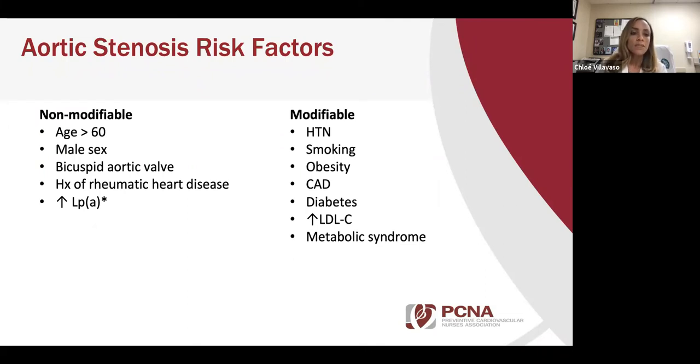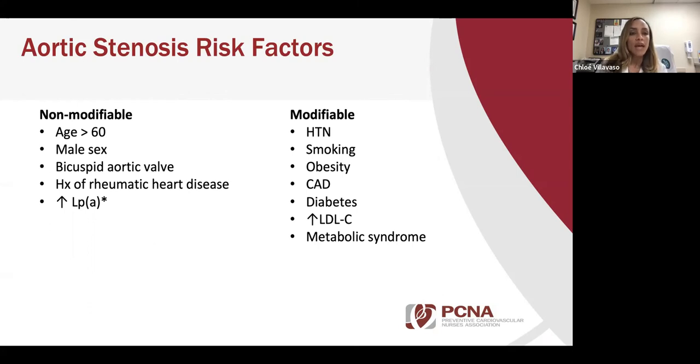So what we see with non-modifiable risk factors in these patients are patients over the age of 60, male sex, having a bicuspid aortic valve, history of rheumatic heart disease, and having an elevated lipoprotein (a). I put an asterisk next to lipoprotein (a) because there's a genetic factor that plays a part in the level that a patient has.